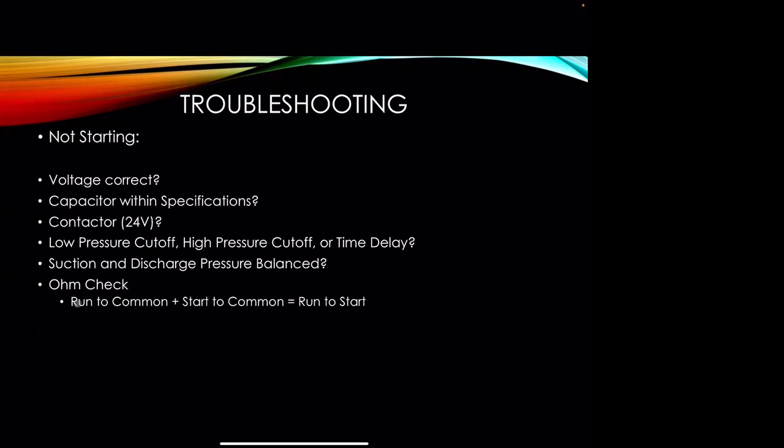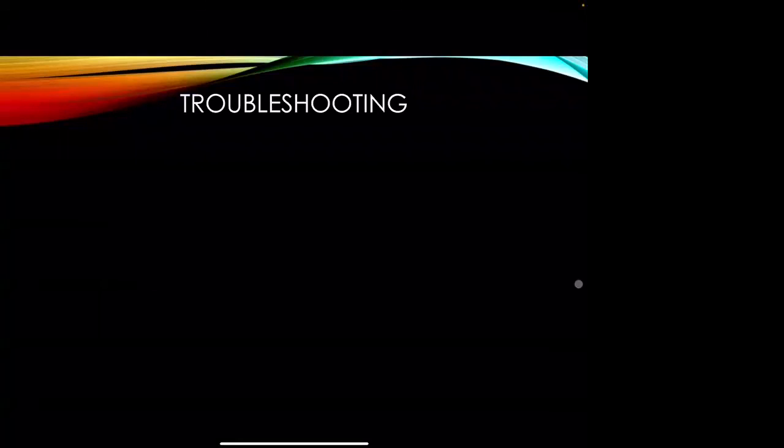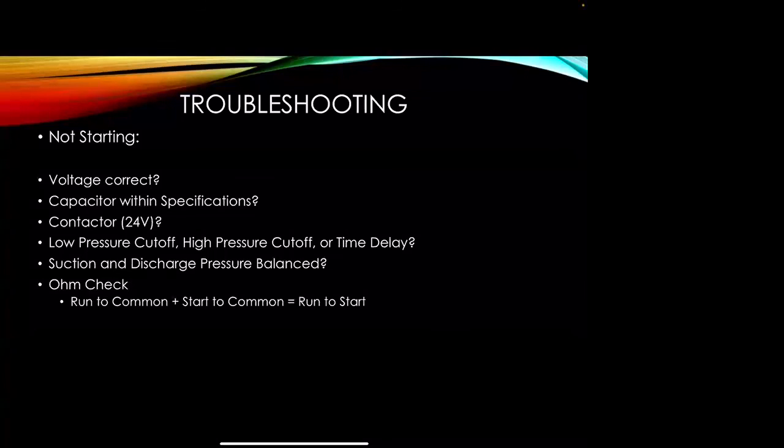And what are we looking for? We're looking for run to common plus start to common should equal run to start. So what I mean by that is if you have run to common, it's 1.8. Start to common is 2.0. Run to start equals 4. It's close. We're right there within range. That's okay before we diagnose a compressor.